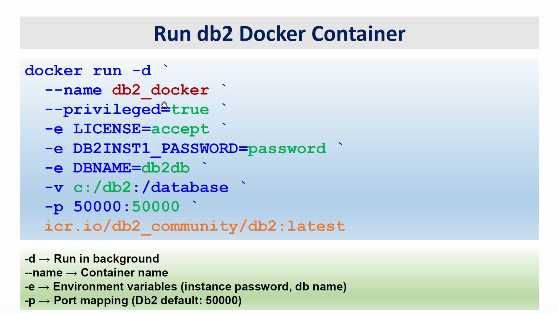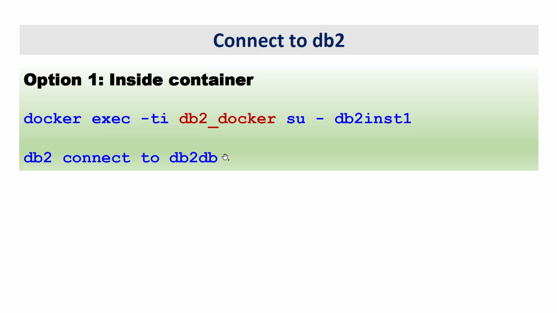Once the Docker container is running, you can connect to your Db2 database within the container. If you want to connect within the container, you can say docker exec, connect to that particular container, and sudo to the db2 user, db2inst1. Once you are connected to that user ID within the Docker itself, you can say db2 connect to the database, which will connect to the Db2 database running within the Docker.